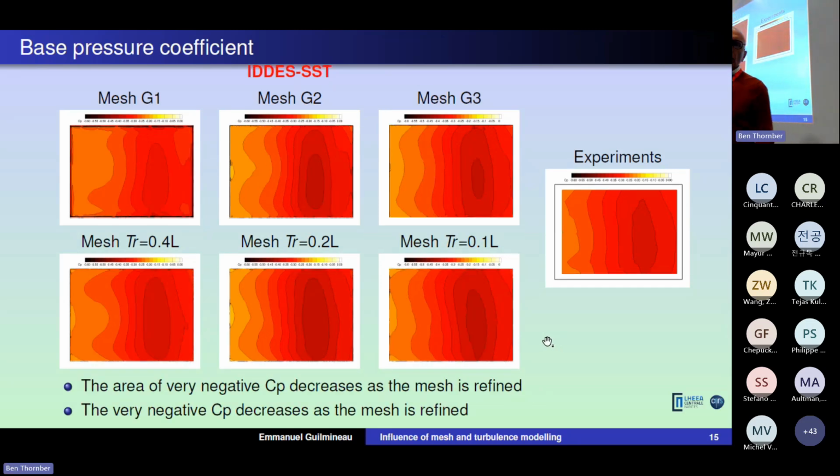And now it's the result obtained with IDDES. And we can see, again, we have a good agreement with experiment. And we can see as the mesh increases, the area with a negative pressure coefficient decreases. And this value of negative CP decreases as the mesh is refined.